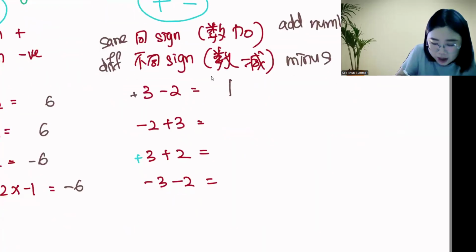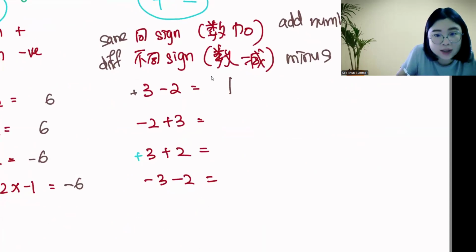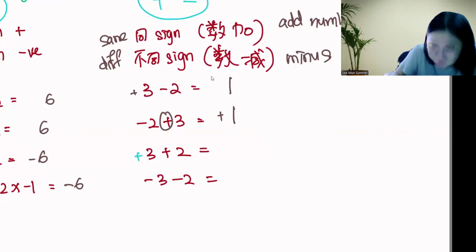That's it. Again, 2 and 3 different sign, you need to minus, right? So minus the number, meaning 2 minus 3. Again, 2 minus 3 is 1. And then again, who is the bigger one here? It is 3. So same also plus. Understand?